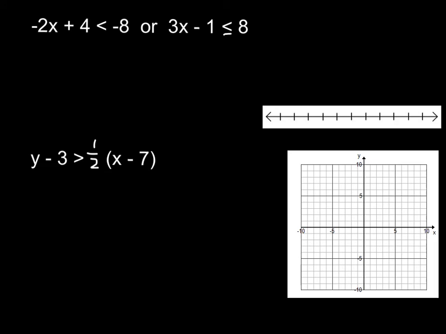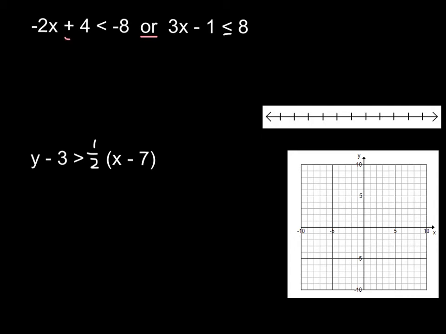Okay, here's one more example of each type. Go ahead and pause the video, try these out, and then check back to see how you did. Okay, so the first one is a compound inequality again, but this time it's using the word or. It doesn't change anything. We're still going to just solve for x in both situations, and then we'll graph it and see how things go.